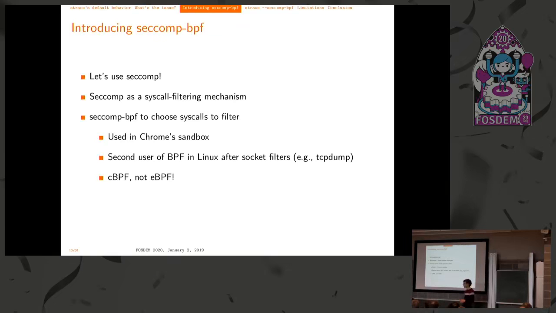As a side note, seccomp BPF is the second user of BPF in the Linux kernel after the socket filters, but before all of the other eBPF stuff you've probably heard about. And it's cBPF in seccomp BPF. It's not eBPF, so it's very much limited compared to what eBPF can do.